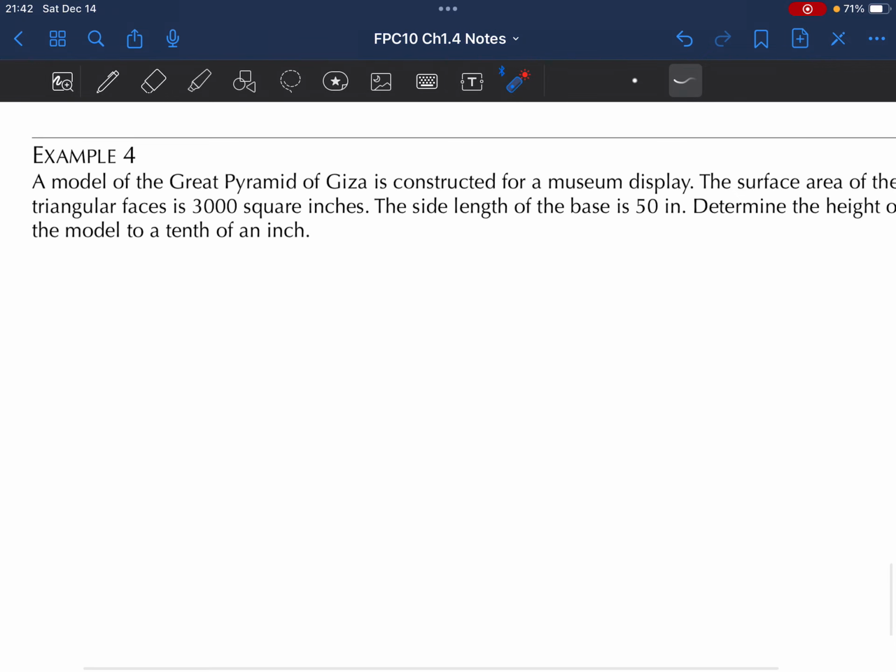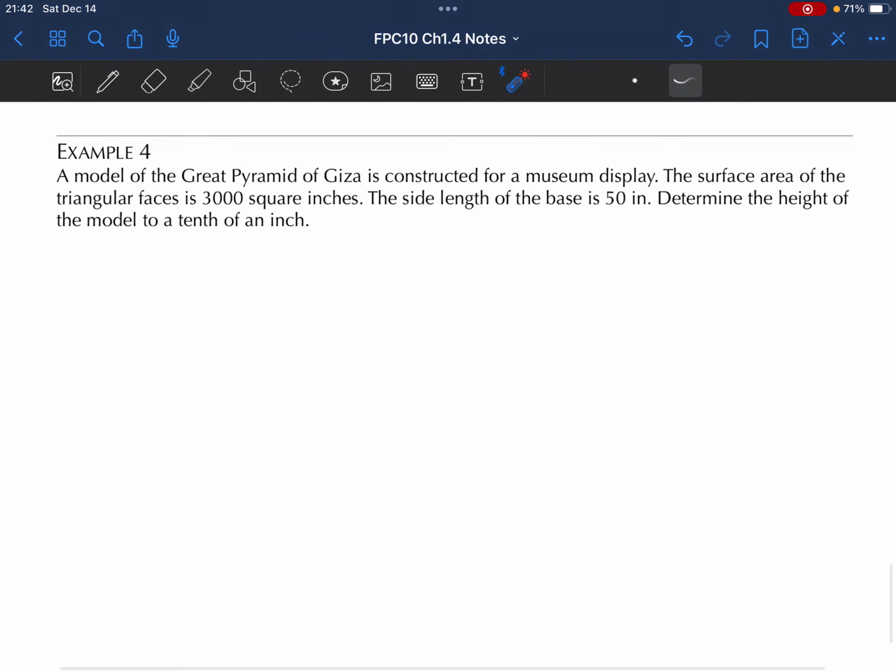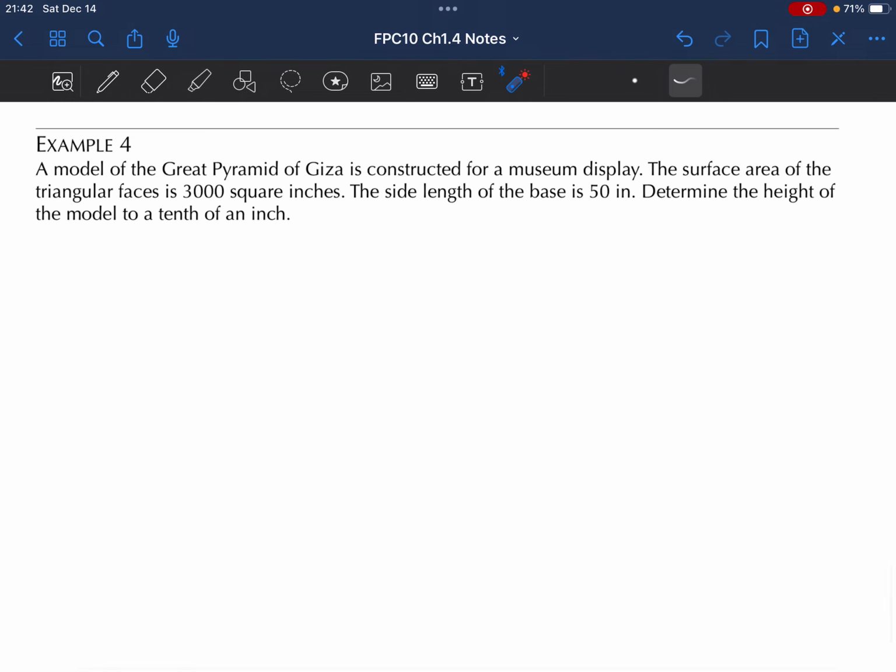Last example. A model of the Great Pyramid of Giza is constructed for a museum display. The surface area of the triangular faces is 3,000 square inches. The side length of the base is 50 inches. Determine the height of the model to 1/10 of an inch.